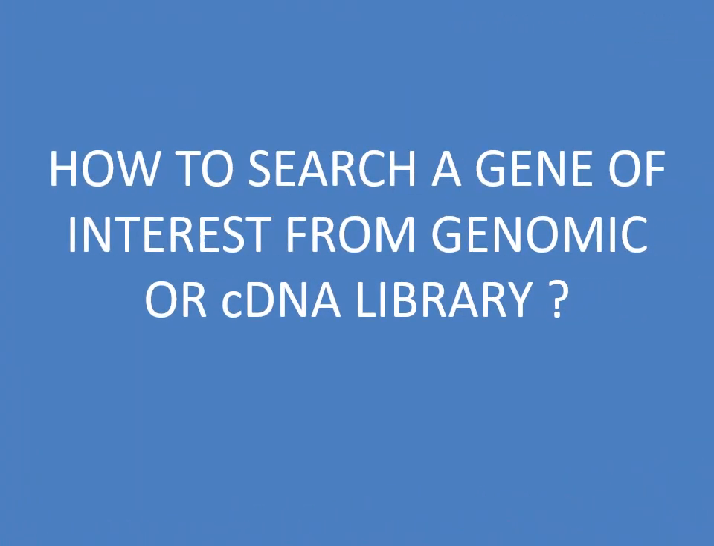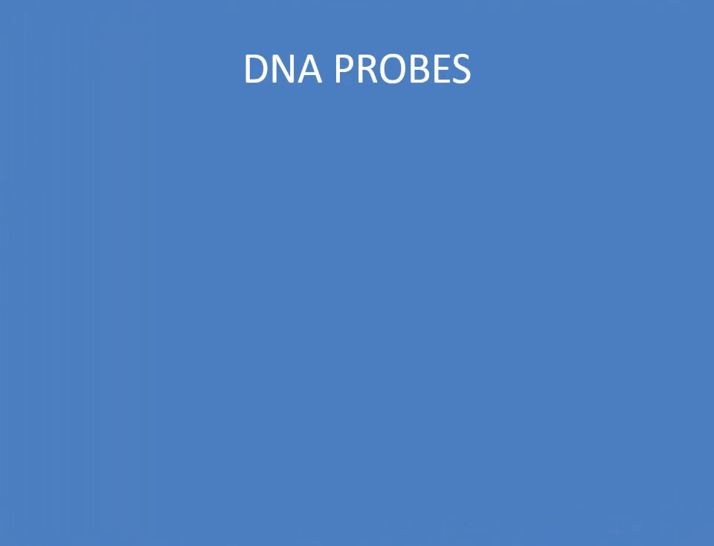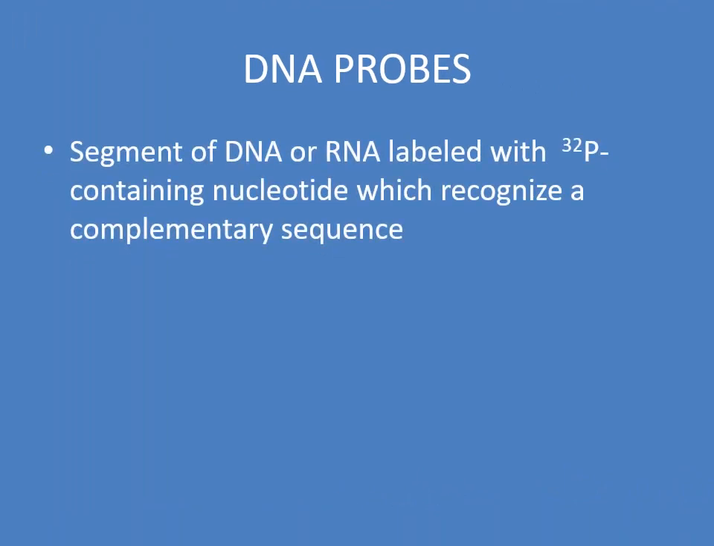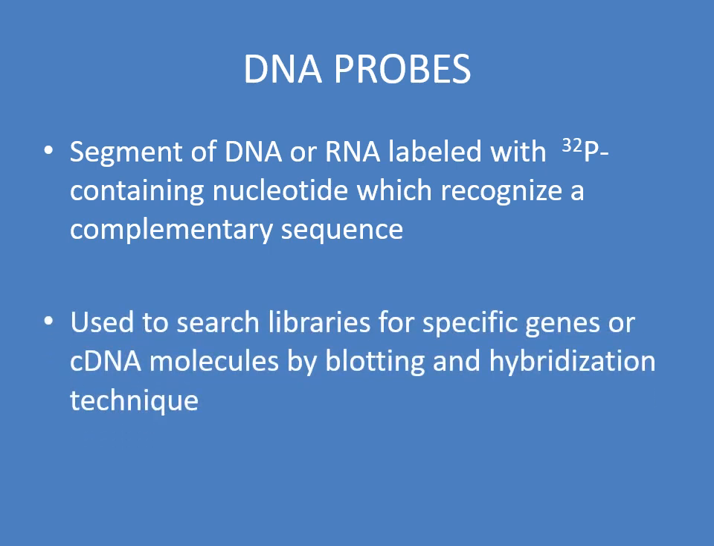Next is how to search a gene of interest from genomic or cDNA library. For that, we have to take help of the DNA probes, which is a segment of DNA or RNA labeled with P32 containing nucleotide, which recognize a complementary sequence. These are used to search libraries for specific genes or cDNA molecules by blotting and hybridization technique.